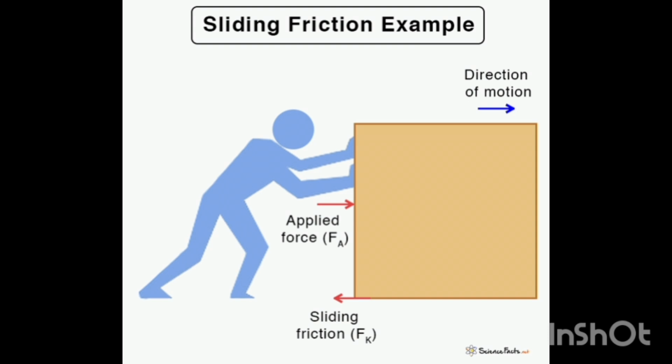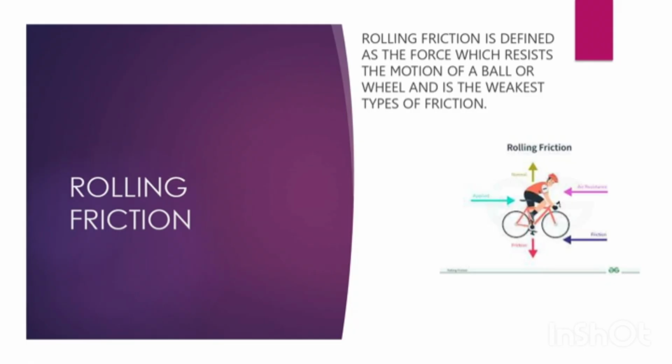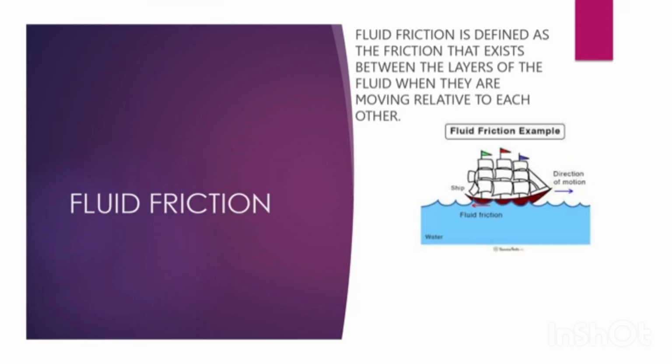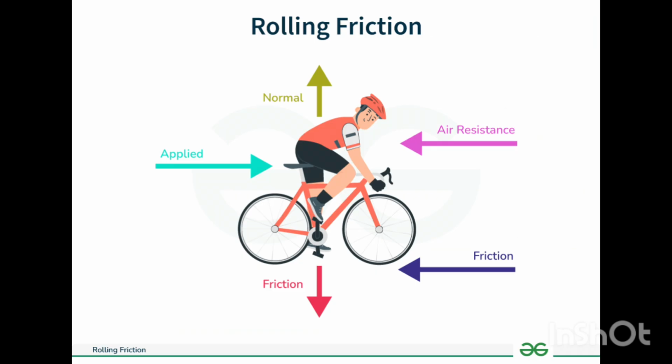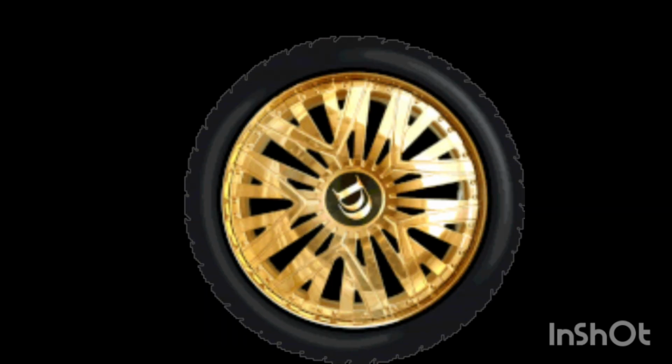Let's move to another type of friction, that is rolling friction. Rolling friction is defined as the force which resists the motion of a ball or wheel, and is the weakest type of friction. You can see in the picture a boy riding a bicycle. In that, there will be one kind of force, the applied force, and one kind of frictional force on the tires. They act in opposite directions, so the frictional force will always be opposite to the direction of the motion.